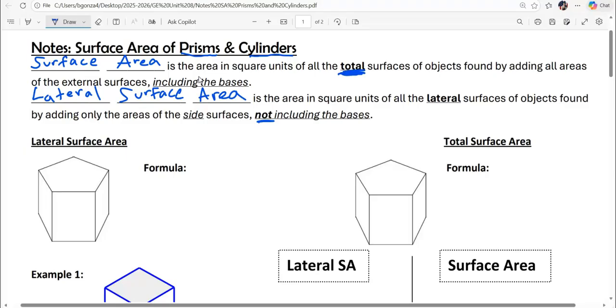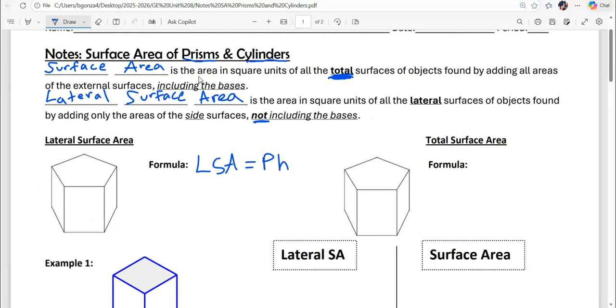All right, so back on track here. Lateral surface area. Everybody, go ahead and put this. Ready? Go ahead and put LSA, lateral surface area, equals PH. And then over here, off to the right, you can put SA equals PH plus 2 big B.